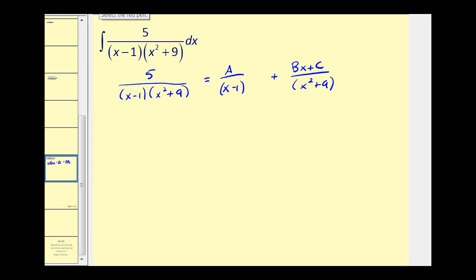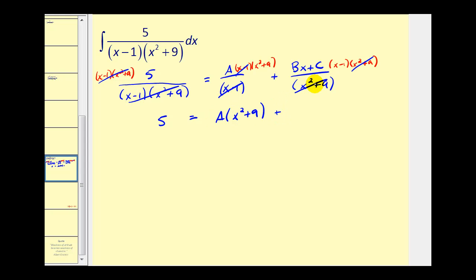Now we'll go ahead and multiply everything by the LCD, which would be these two factors. So on the left, both of these factors simplify out, so we're left with 5 equals, here the x minus 1 simplifies out, we have A times x squared plus 9. Here the x squared plus 9 simplifies out, so we have Bx plus C times x minus 1. Because of this quadratic factor, we are going to have to multiply this out.